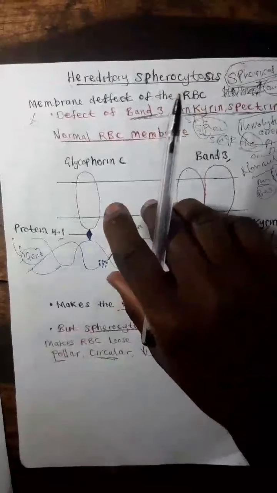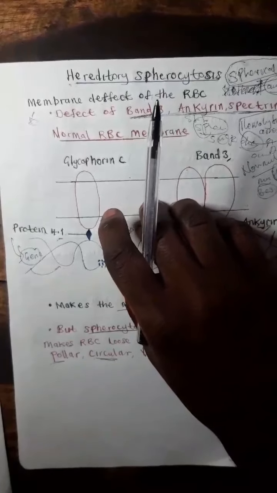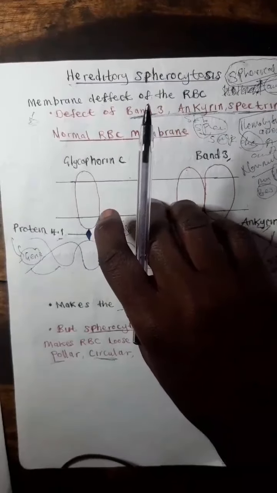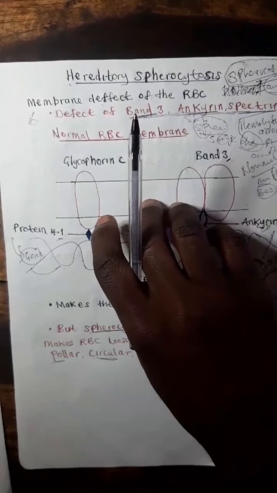Okay, so in the next video we are going to focus on hemoglobinopathies, which are thalassemia and sickle cell anemia.